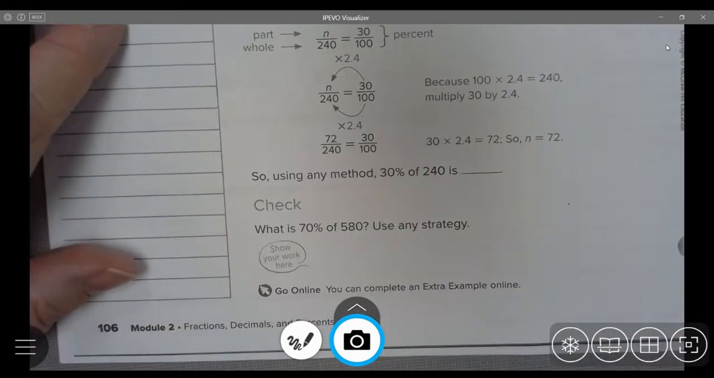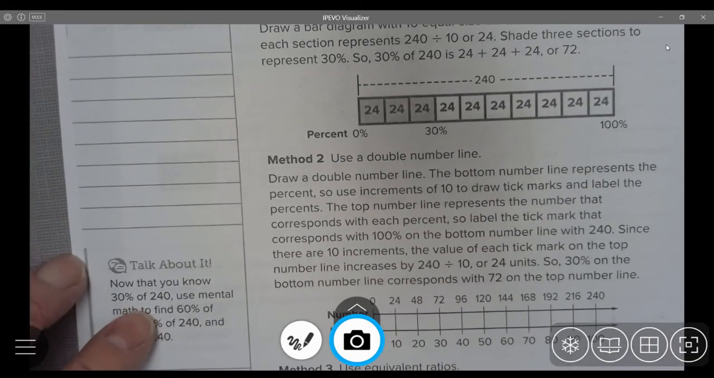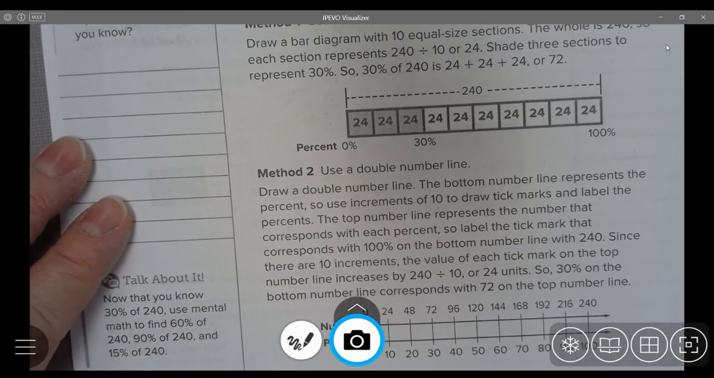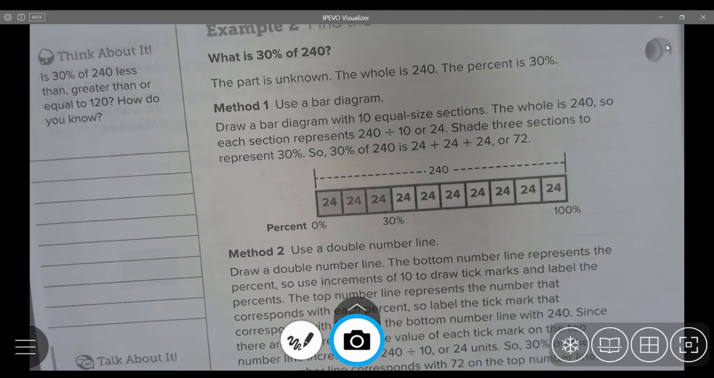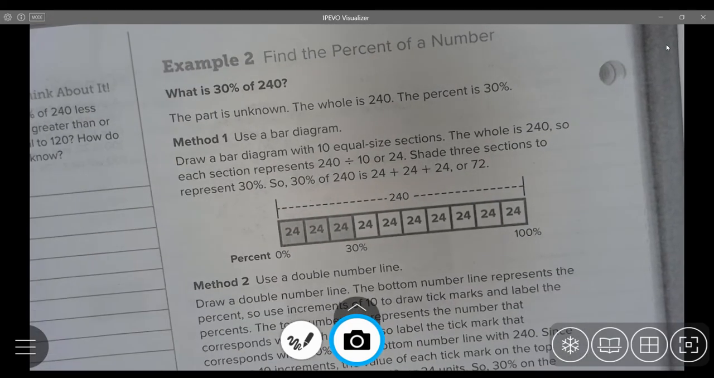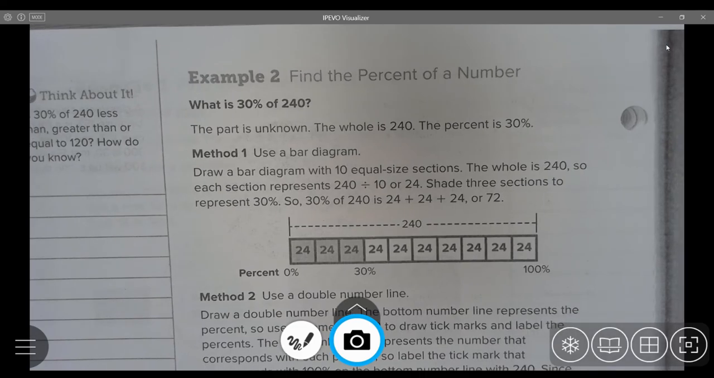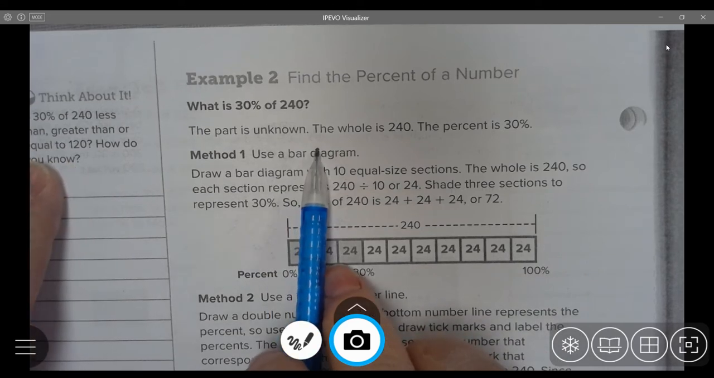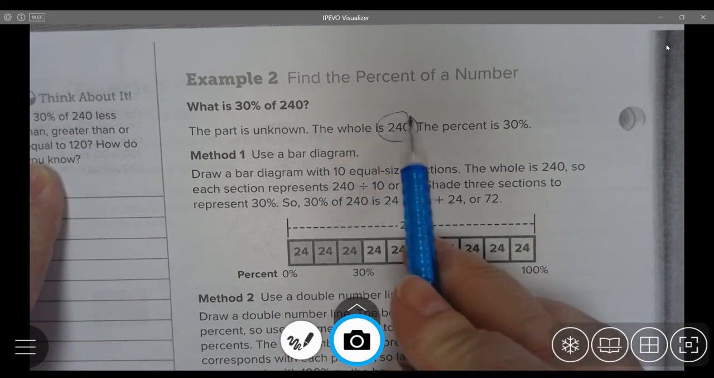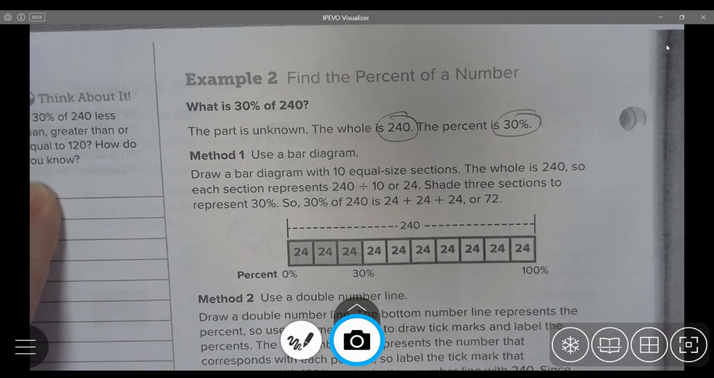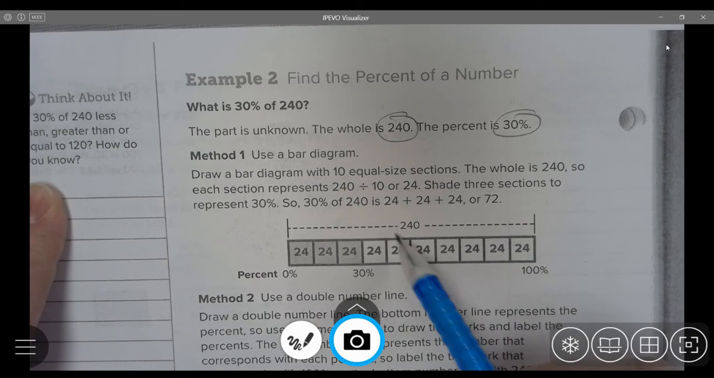Continuing on. Example number 2 on page 106. Find the percent of a number. What is 30% of 240? This part is unknown. The whole is 240. The percent is 30. So we could use a bar diagram.